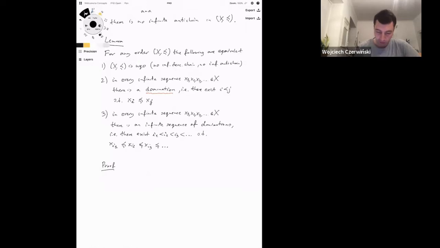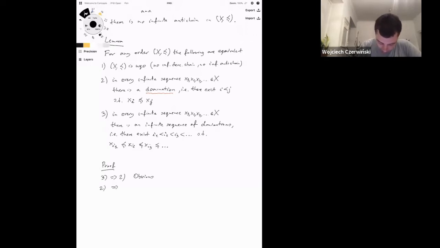So proof of that. Two implications here are very easy. First of all, the implication from 3 to 2 is trivial. If we know that we have a set X with an order such that in every infinite sequence there is a sequence of domination, then there is in particular also one domination there. Yeah? So this is completely trivial. This is obvious.